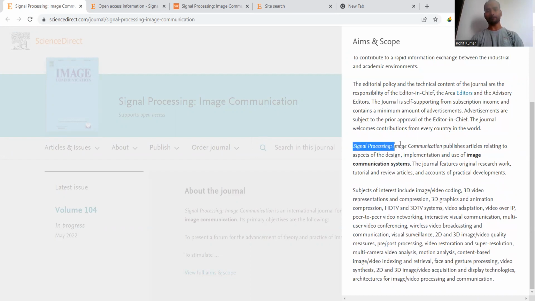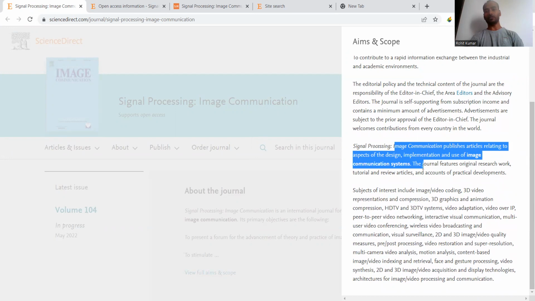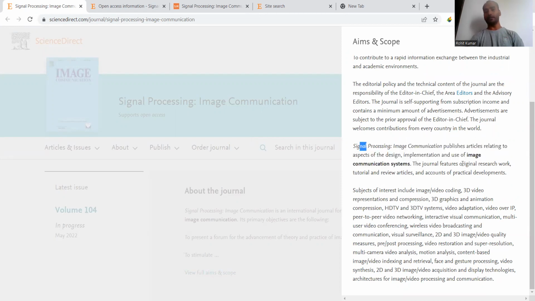Now there are so many related details, but we come down to this particular section. Here you can see signal processing. In this particular focus, Image Communication publishes articles related to aspects of design, implementation and uses of image communication systems. Okay, so if you are designing or implementing some image communication, obviously you are doing some sort of signal processing. Then the journal features original research work, tutorials and other related articles and accounts of practical developments.